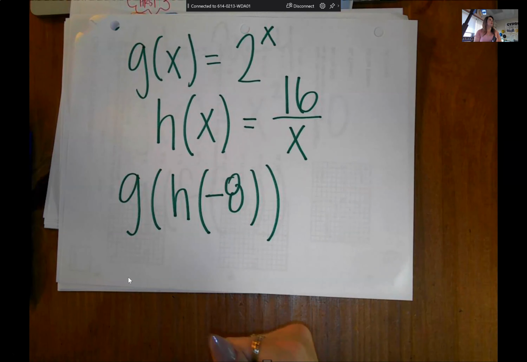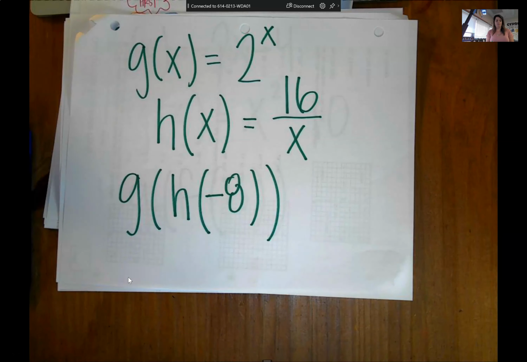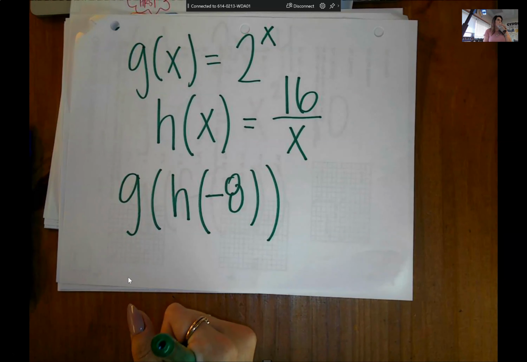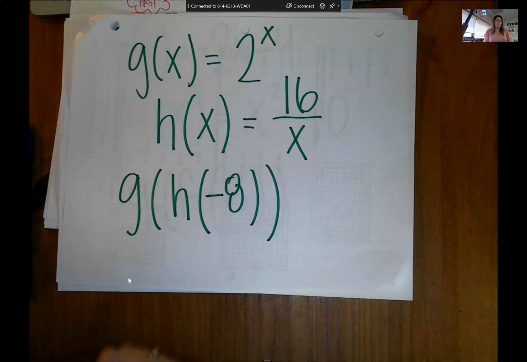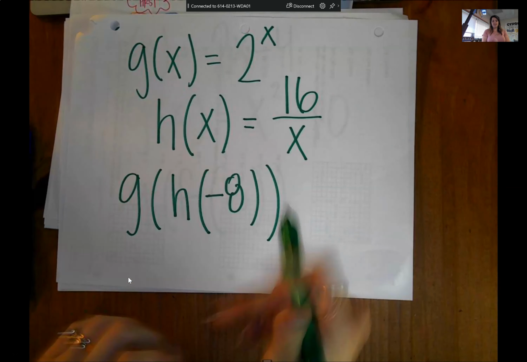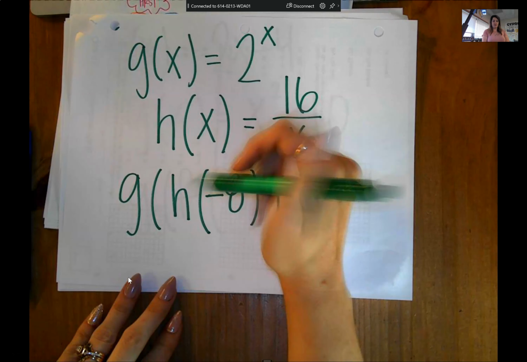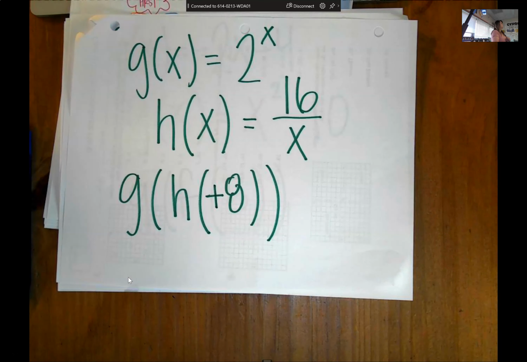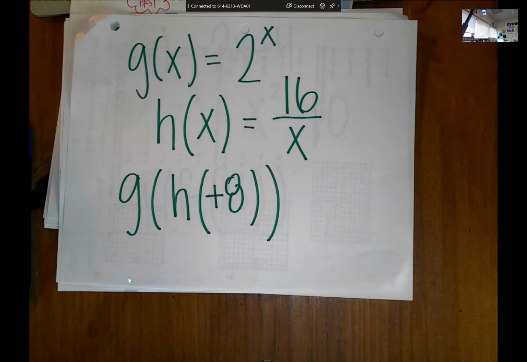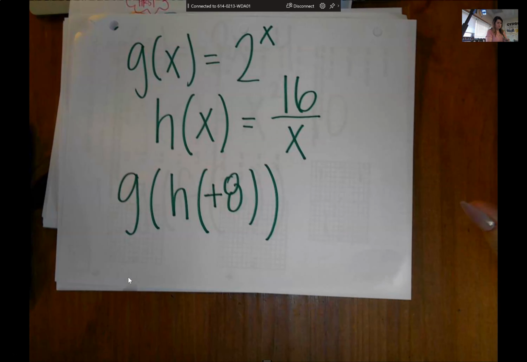G of H of negative 8. Oh, just kidding. Do positive 8. Don't plug in a negative. You dirty rat. I didn't think that one. Yeah, plug in a positive 8. So sorry.